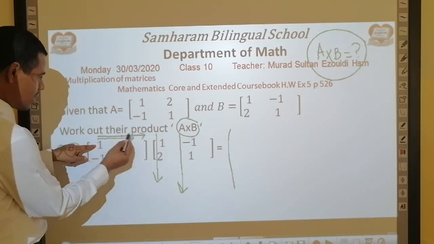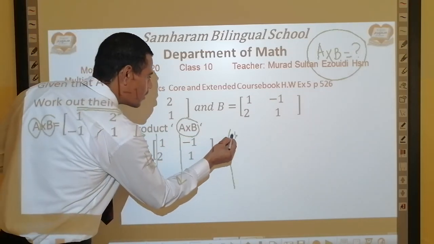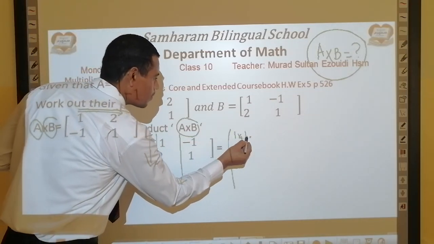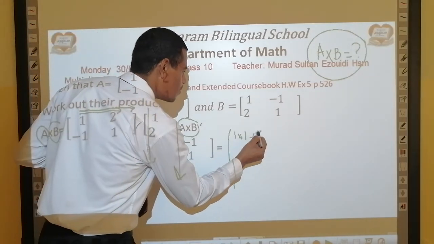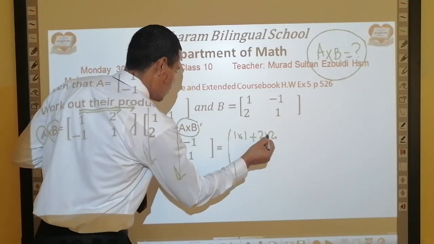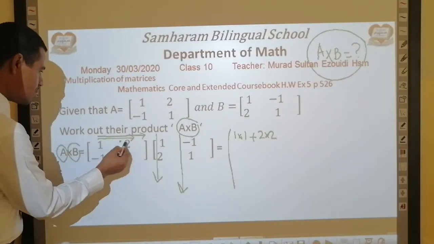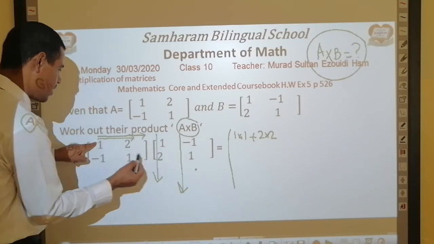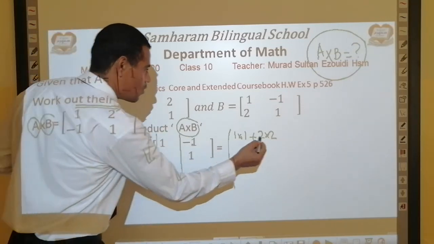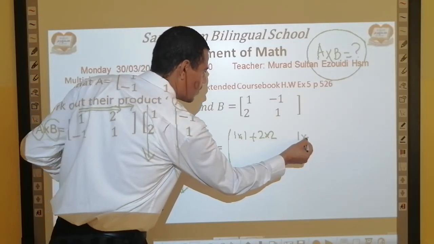1 multiplied by 1, plus 2 multiplied by 2. Okay. Now I multiply the first row by the first column. Now the same row, we multiply the first row by the second column: 1 multiplied by negative 1.